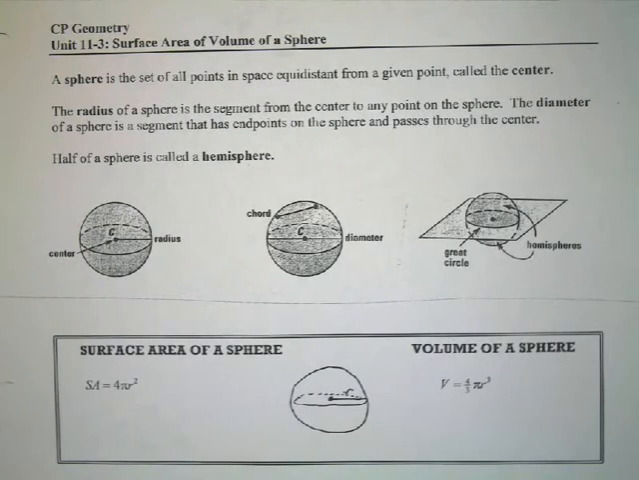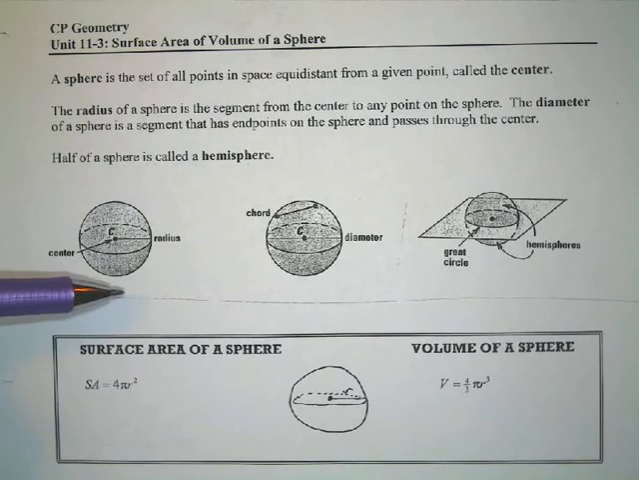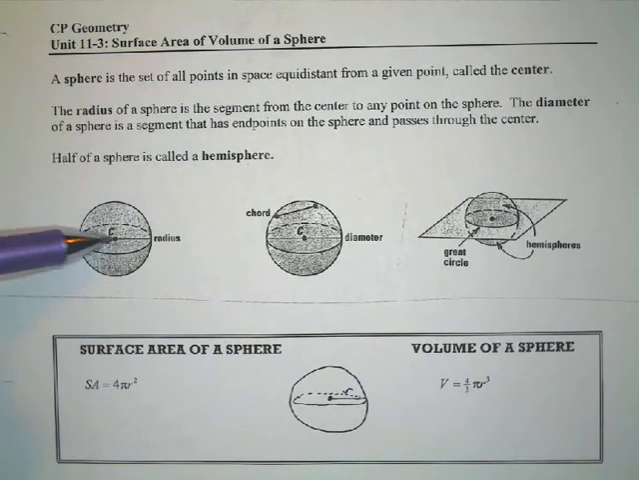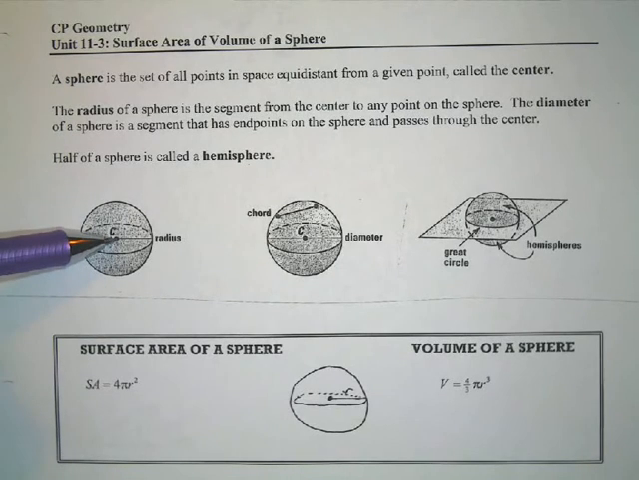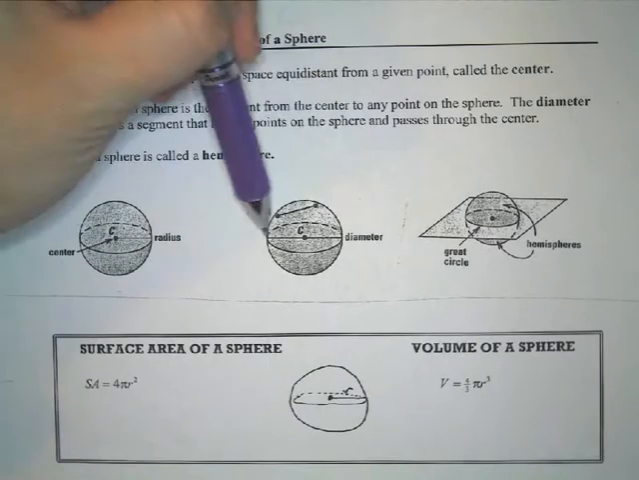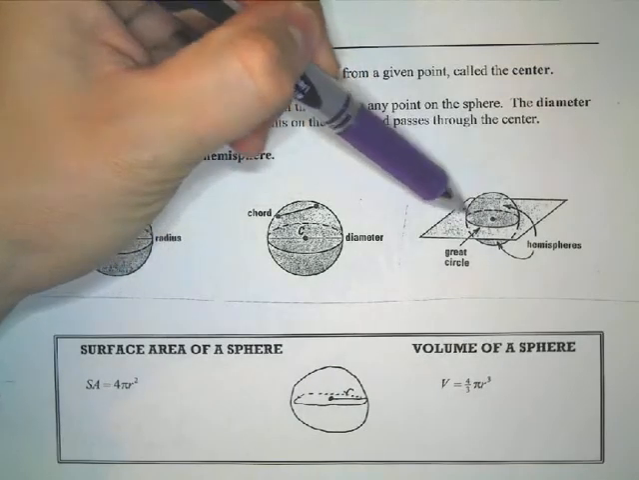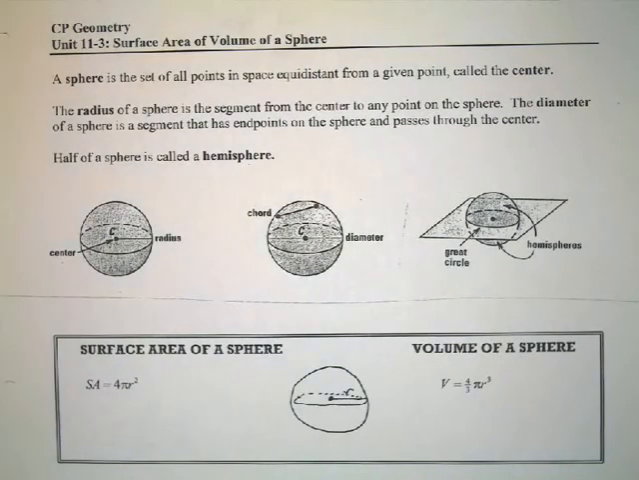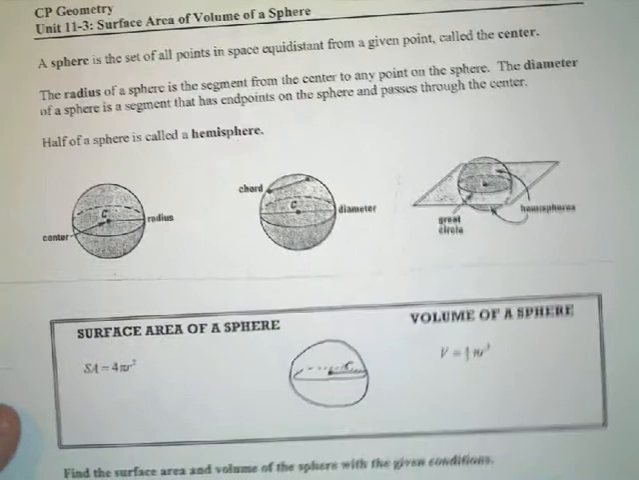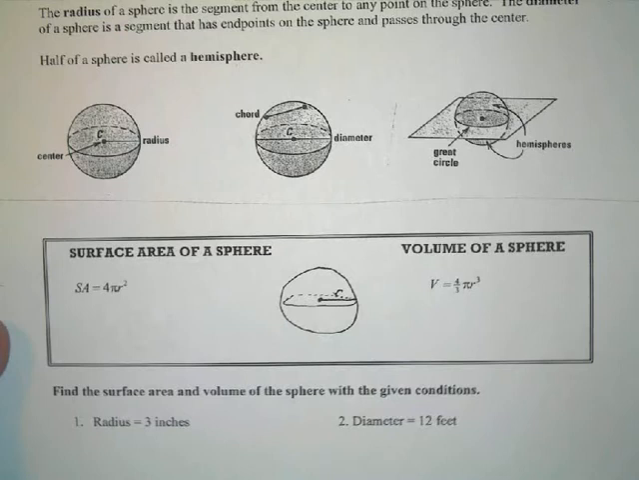Half of a sphere is called a hemisphere. So here's some more definitions, words about a sphere. Again, radius goes here, the center is in the middle. Again, a sphere is like a 3D circle. Diameter goes all the way across. Something called a great circle is a circle that goes all the way through the center. And half of a sphere is called a hemisphere, which you probably knew. We live in the northern hemisphere of the Earth.